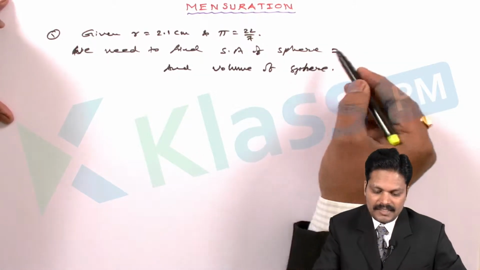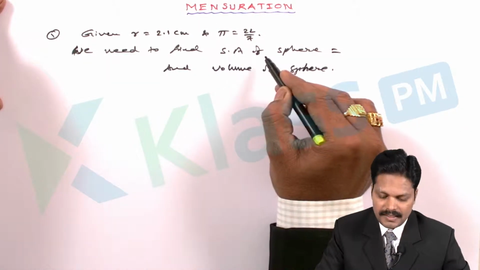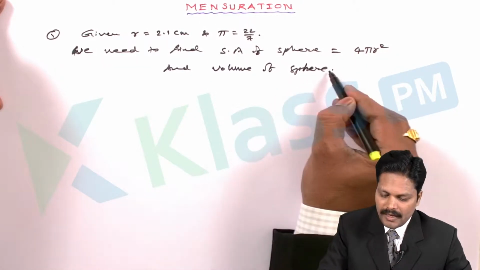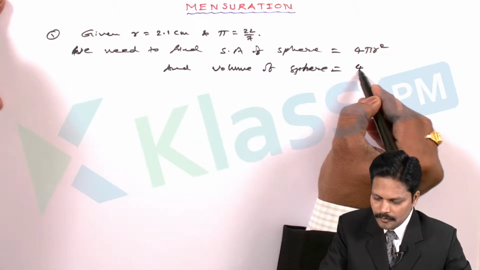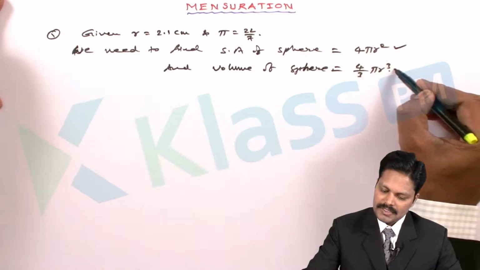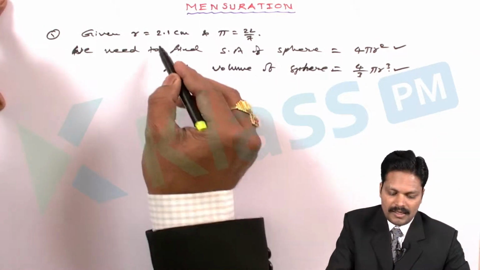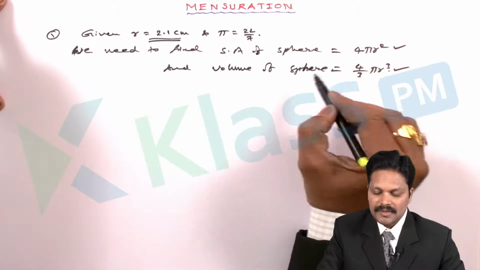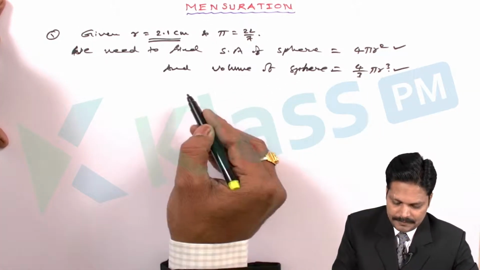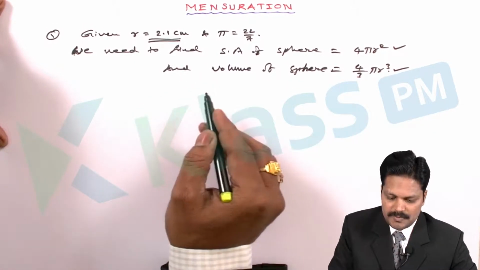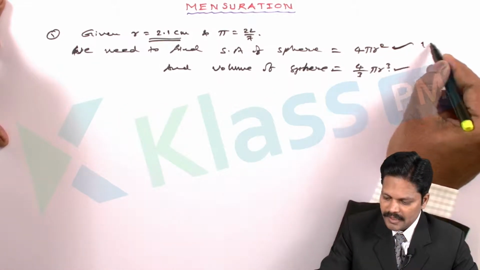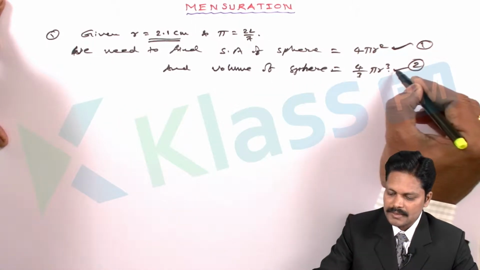Here the surface area of the sphere is 4 pi r square, and the volume of the sphere is 4/3 pi r cube. If we know these formulas, we can substitute the radius value in them and find the surface area and volume of the sphere. These are the two formulas for the sphere. I am taking this one as the first one and this one as the second one.